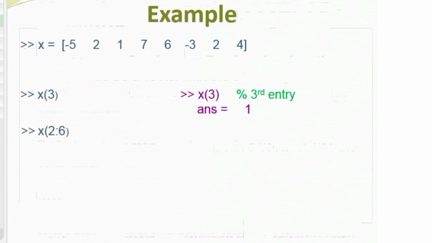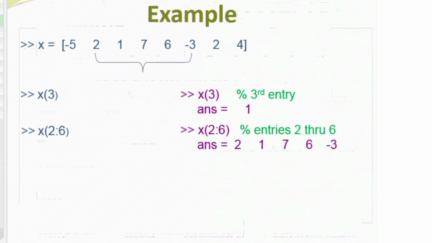So let's take a look at an example. Same vector we just took a look at. Couple of Matlab commands. If I type at the Matlab command prompt x(3), it's going to pull out the third entry in vector x, which is 1. So I get x(3), ans = 1. If I type x(2:6), this is going to pull out the second entry through the sixth entry, and I'm going to get those entries in a vector. So if I type x(2:6), I'm going to see a vector come back that has entries 2 through 6 in it.